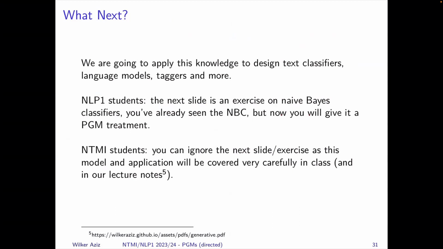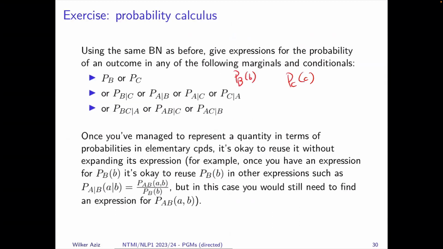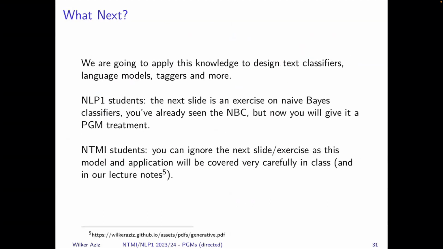Okay, so what next? I don't have a solution to this, but if you post solutions to this on Canvas, myself or the TAs can review them. What next? We're going to apply this knowledge to design all sorts of things: text classifiers, language models, taggers, sequence labelers, syntactic parsers, and more. If you're an NLP1 student, then the next slide is for you. It's an exercise on naive-Bayes classifiers. You've already seen the NBC, but now you will give it a PGM treatment. So it's going to help you connect this theory to the content that you were presented last class.